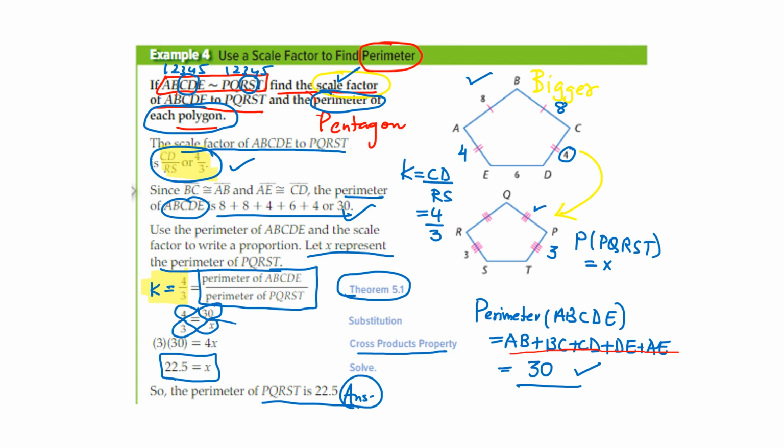For the PQRST one, you will take it as X because you don't know. Now you divide the perimeters, which is going to be equal to the scale factor. Cross multiply, simplify, and the perimeter of the small polygon PQRST will come out to be 22.5. So very, very simple question.